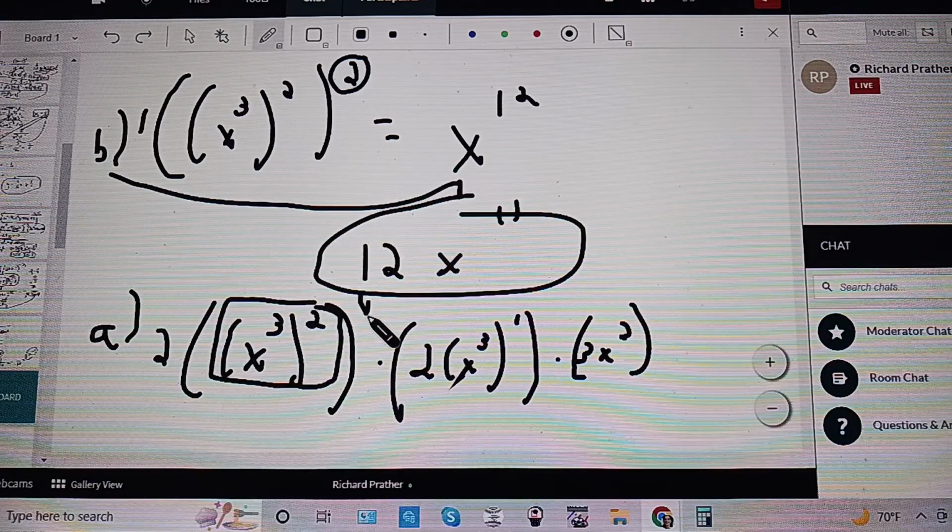Okay, so these outer ones aren't going to matter. I've got 2 times 2 times 3. What do you know? That's 12.